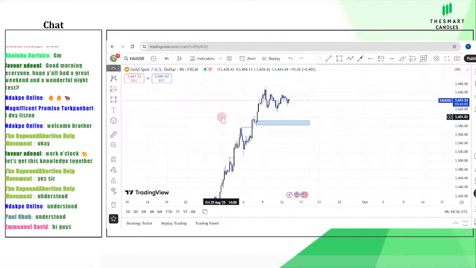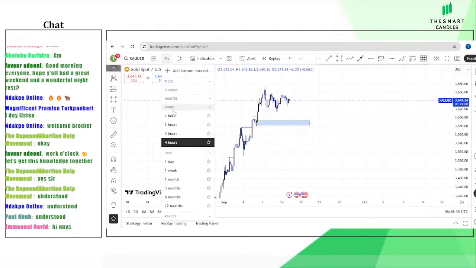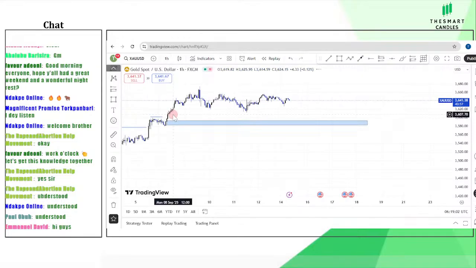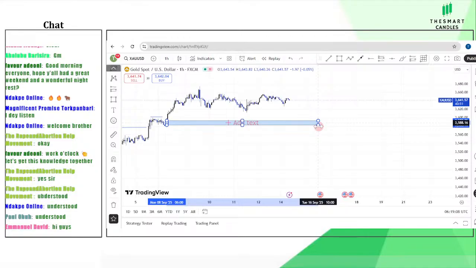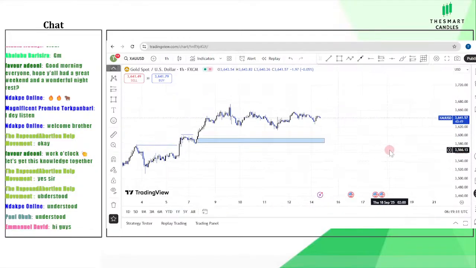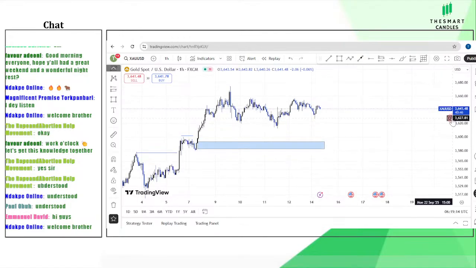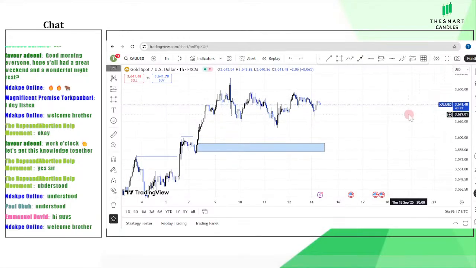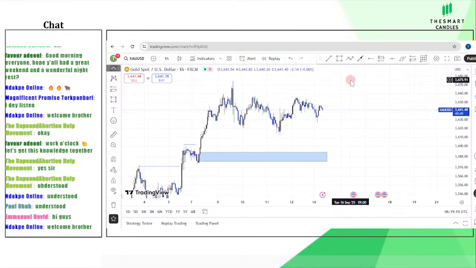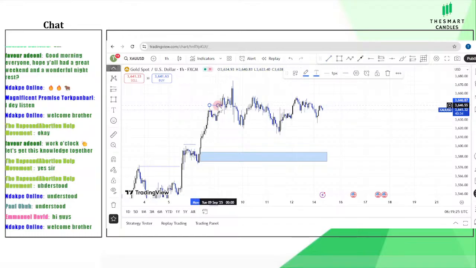So let's refine this chart to the 1 hour to actually get a proper understanding of what price is actually telling us on the 1 hour. Okay, so looking at the 1 hour price action on gold, what can you see? At this point, we had another break of structure on the 1 hour. Having this break of structure, where was our last low? This was our last low at this point.